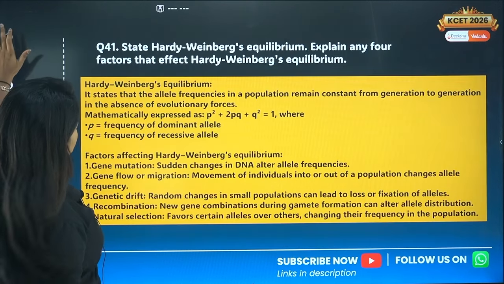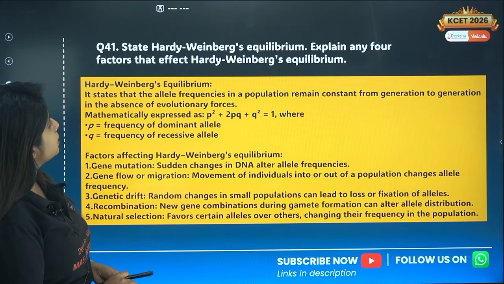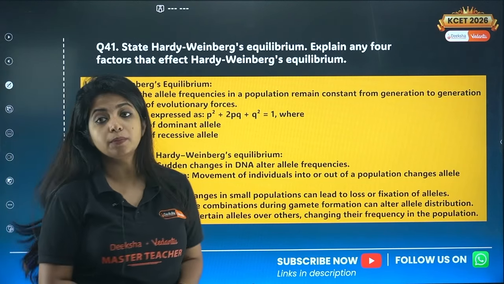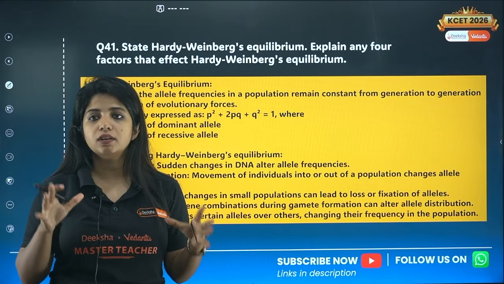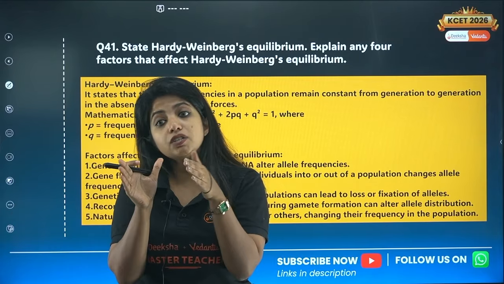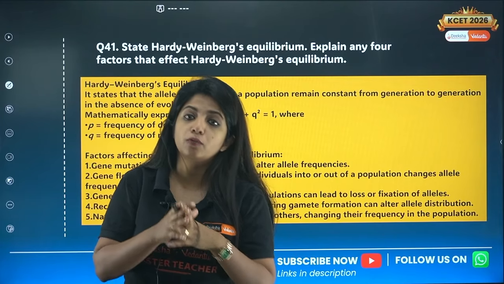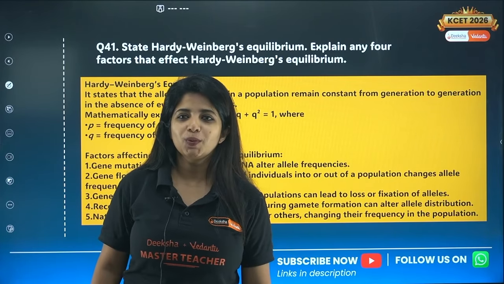Cool? Chalo. State the Hardy-Weinberg equilibrium. Explain any 4 factors that affect the Hardy-Weinberg equilibrium. So Hardy-Weinberg equilibrium says that the allelic frequency of a population remains the same. That means whatever characteristics are there, the frequency of it is going to be the same. There won't be any changes whatsoever. Do you think it can be like that? No. Why?